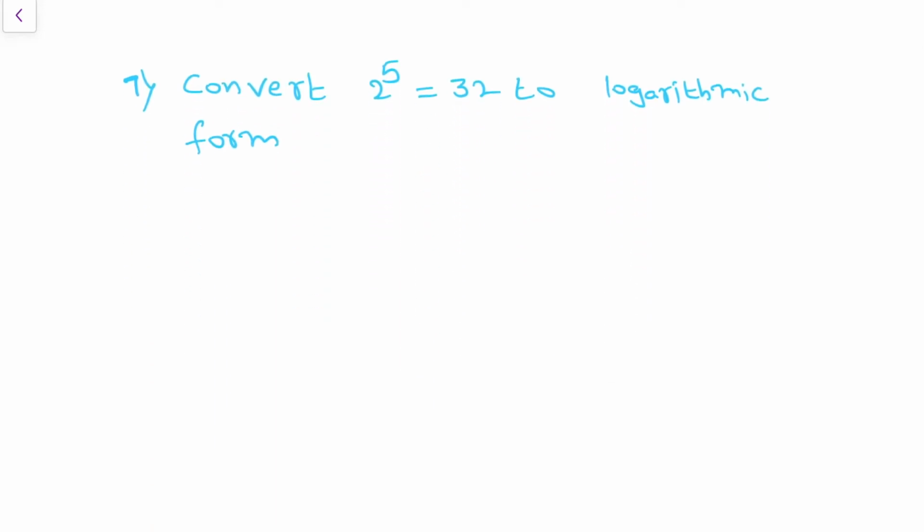Next, convert 2 power 5 is equals to 32 to logarithmic form. Converting exponential form to logarithmic form and logarithmic form to exponential form is one of the compulsory questions in the exams. So let us check how to do it. It's very easy actually. 2 power 5 is equals to 32. This is in the form of exponent. This is the answer, that is 32. 2 power 5 is nothing but 32. So 32 is considered as the answer.